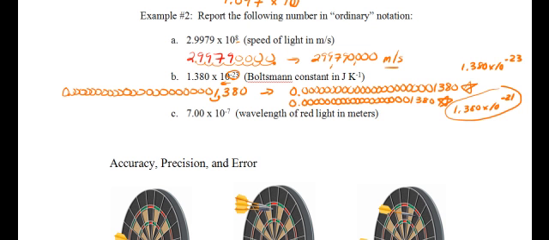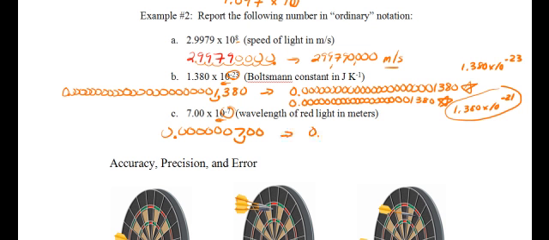We have 7.00 times 10 to the negative 7, which happens to be the wavelength of red light in meters. And so once again, we're going to write out our number and then move the decimal. It has to move 7 places to the left because it's a negative number. So we have 1, 2, 3, 4, 5, 6, 7. The decimal would be placed there.